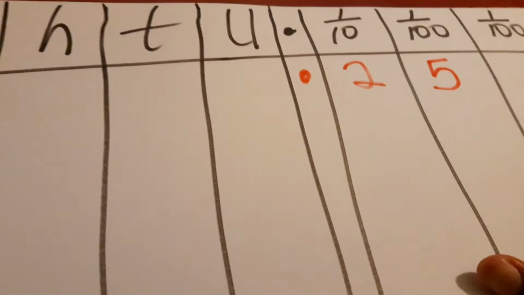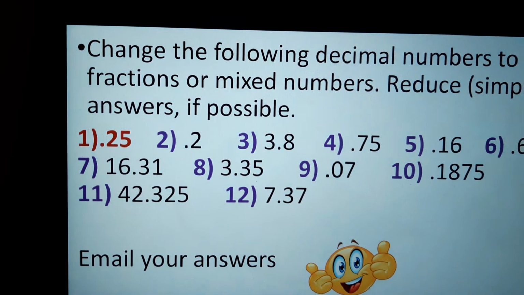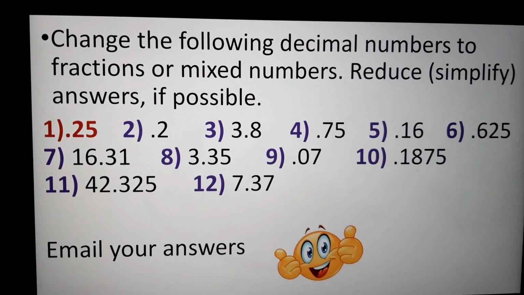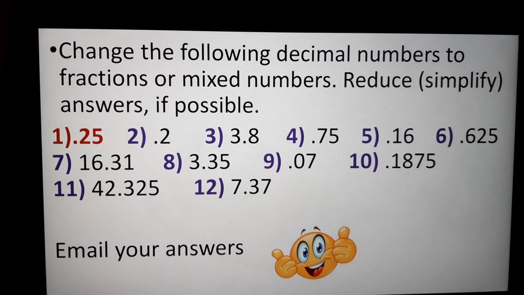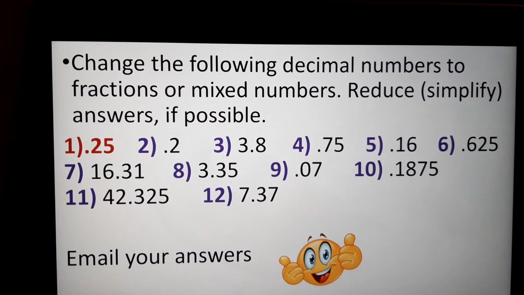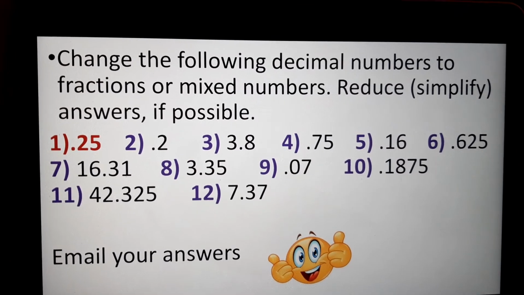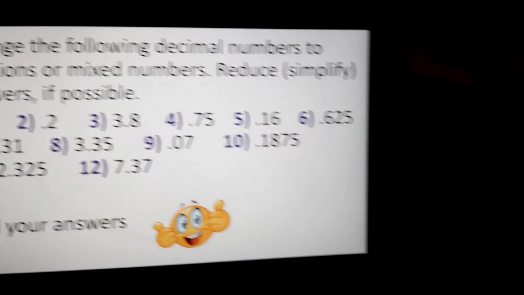So let's see, 0.25. Okay, so again, change the following decimal numbers to fractions or mixed numbers, and then we'll simplify if possible. Sometimes it won't be possible to simplify, but where you can simplify, you simplify. So we're going to try one right now. So we've got it as a decimal. Now we need to change it into a fraction. I'll use the same paper.